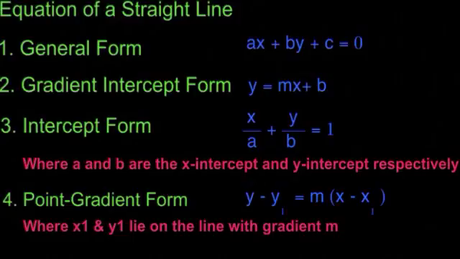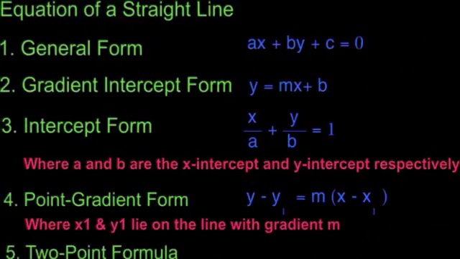And the last form for the equation of a straight line that we have is the two-point formula. And with this, it's actually identical to the point-gradient form, except that where we have the m that we've been given in the point-gradient form, in the two-point formula we actually have to calculate the value of m. So that's the main difference between the point-gradient form and the two-point formula form.